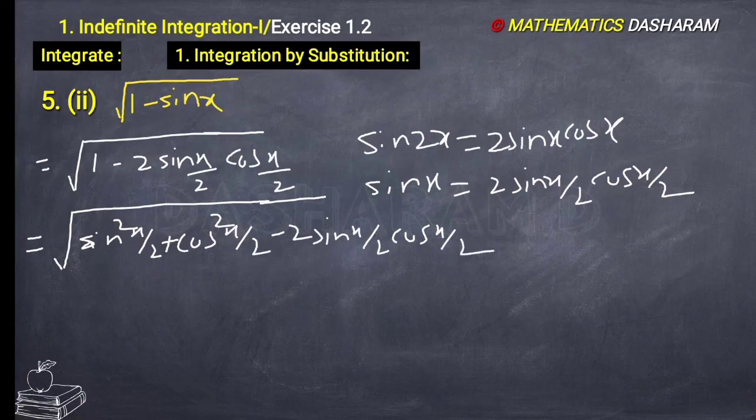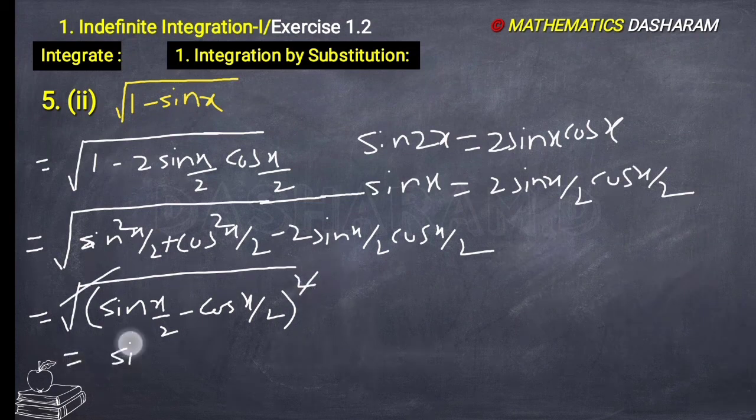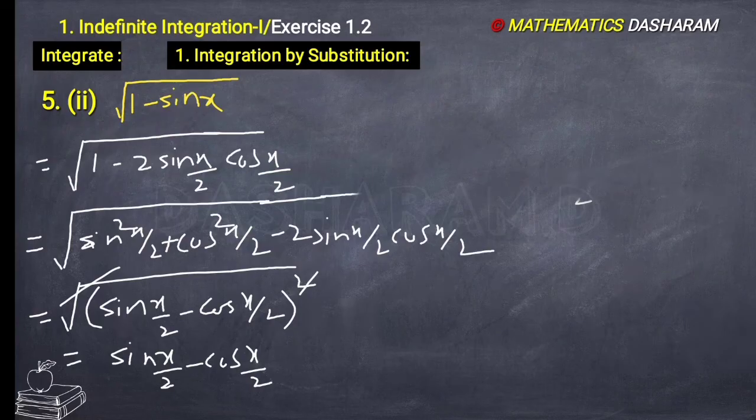Now it is in the form of a square plus b square minus 2ab. Then it equals (a minus b) whole square. So then (sin x by 2 minus cos x by 2) whole square. Then the square root cancels. It equals sin x by 2 minus cos x by 2. So the given question is simplified as sin x by 2 minus cos x by 2.